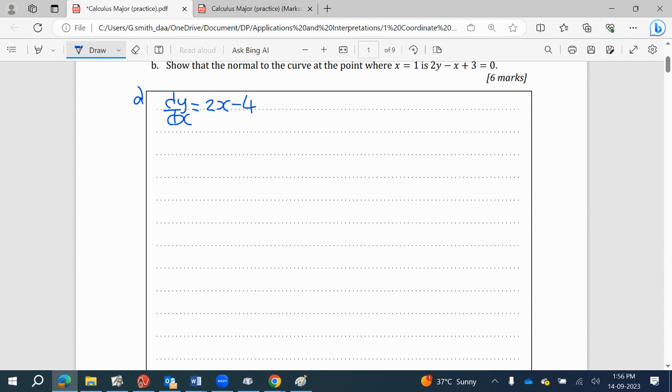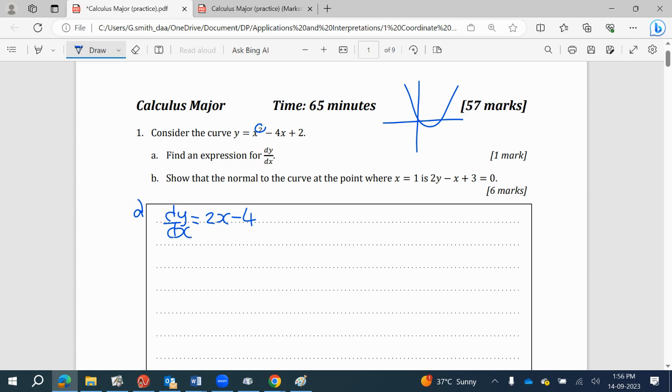What does the derivative tell us? The derivative is a special function that will tell you the gradient of the function at any point. So it will tell you the gradient of the tangent line. So this curve, let's say we're trying to find a tangent line here where x is equal to 1. So the derivative will give us that.